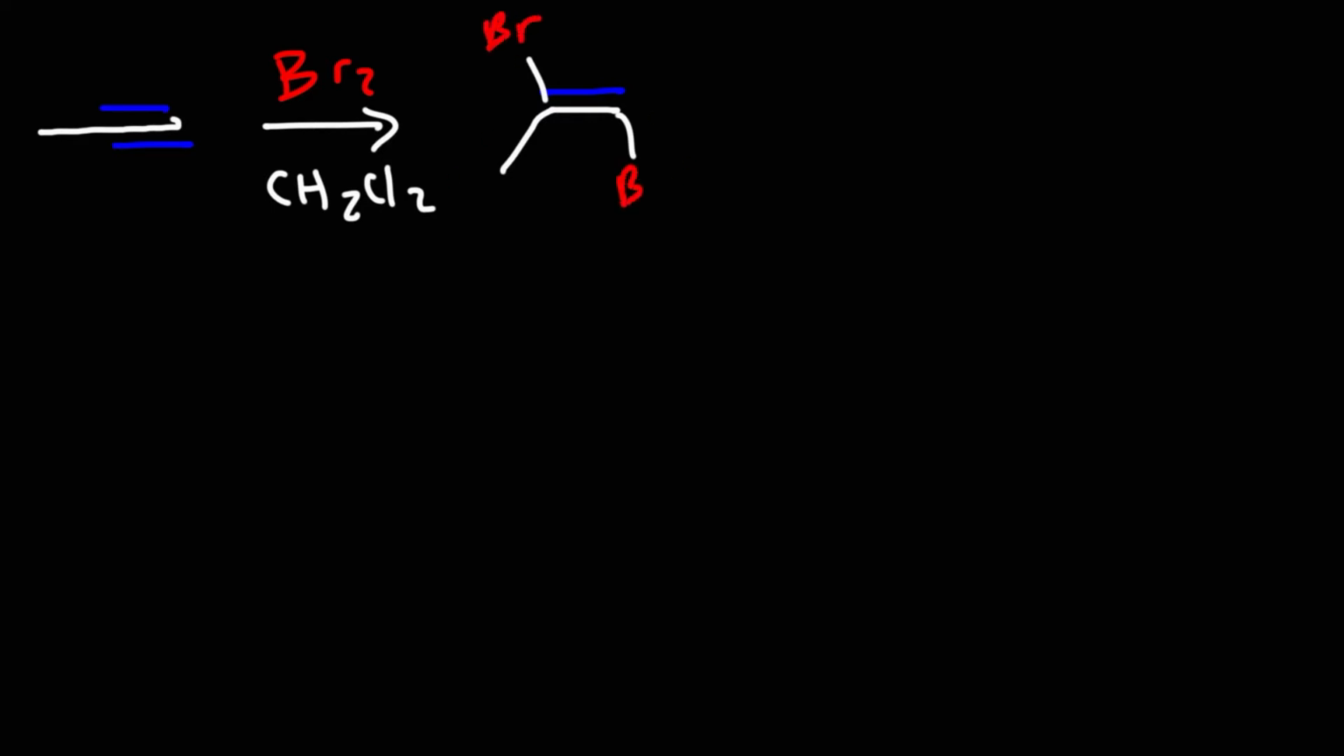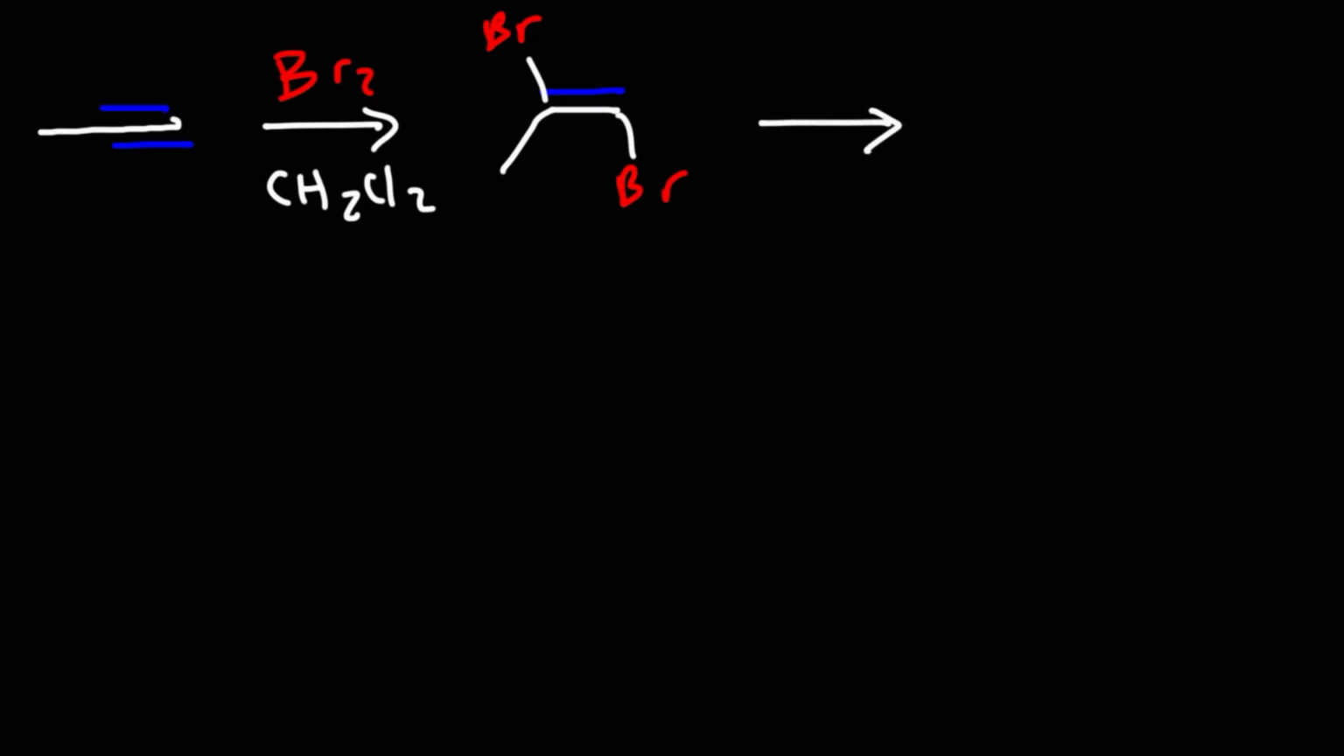Let's react propyne with Br2 in dichloromethane. So this reaction is very similar to reacting an alkene with bromine. The alkene will go to an alkane with 2 bromine atoms added, anti-addition. In this case, the alkyne is going to go down to an alkene. And we're still going to add 2 bromine atoms with anti-addition. So that's what's going to happen if we add Br2 to an alkyne.